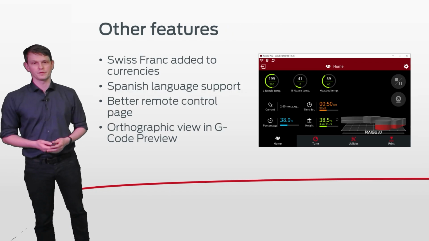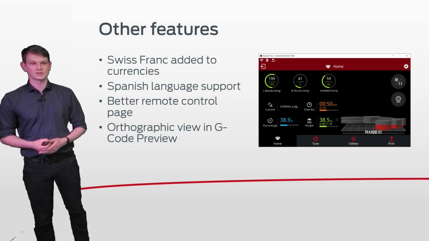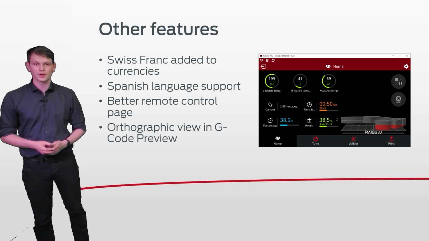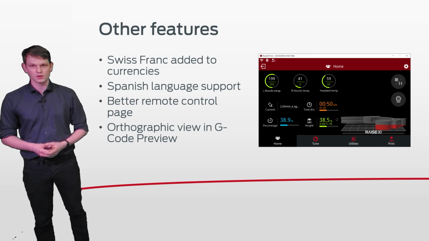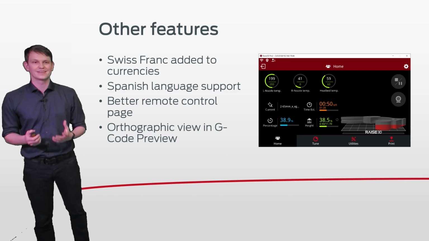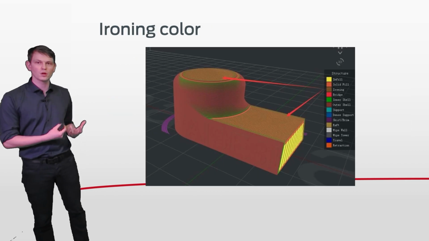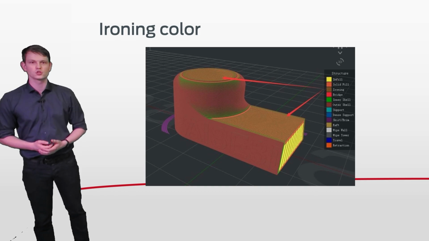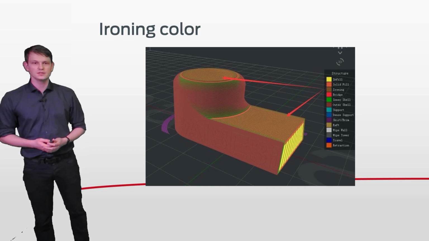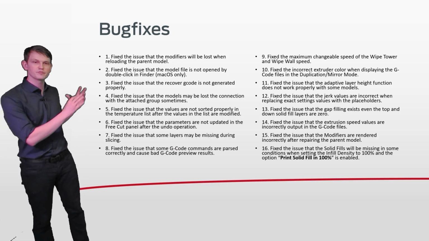There are a few other new features. Swiss francs have been added as a currency, Spanish language support has been added, the remote control page of your printer has been improved, and orthographic view is now available in the G-code preview. Additionally, a color to show what parts of your model are ironed has now been included with the preview function. Last but not least, there have been a number of G-code modifications to account for the new belt printer support and a longer list of bug fixes.